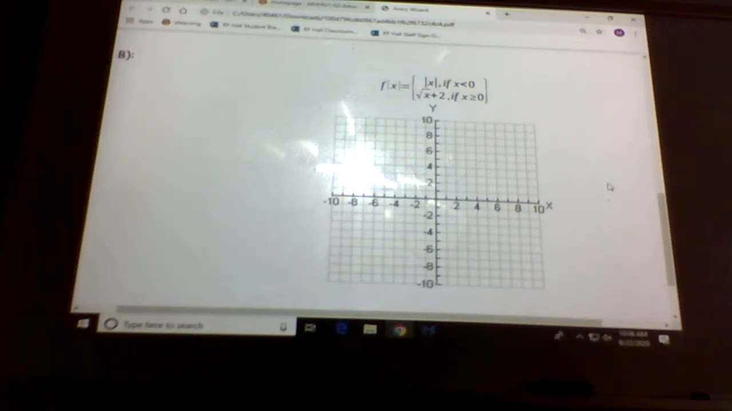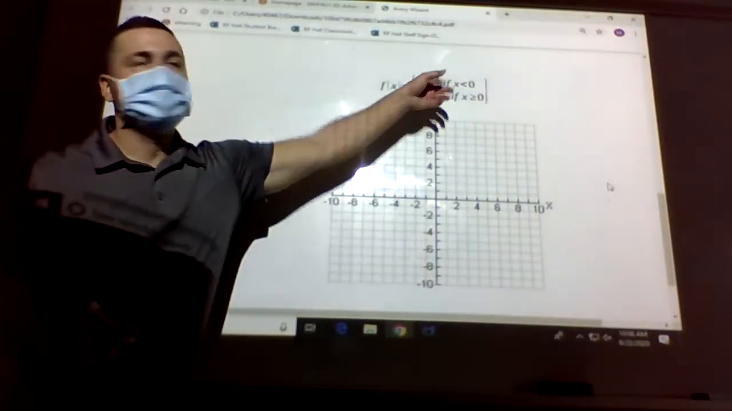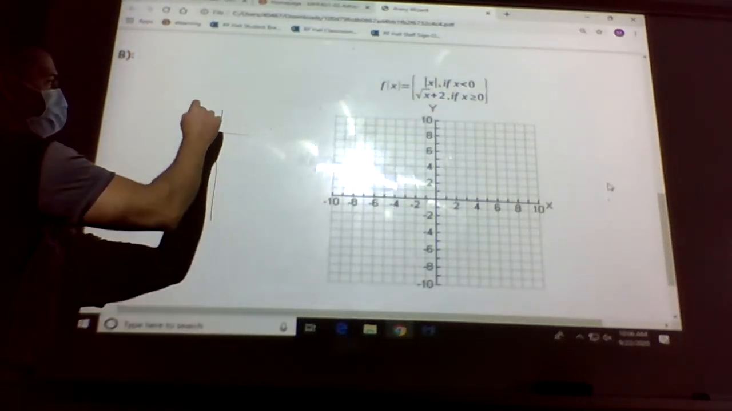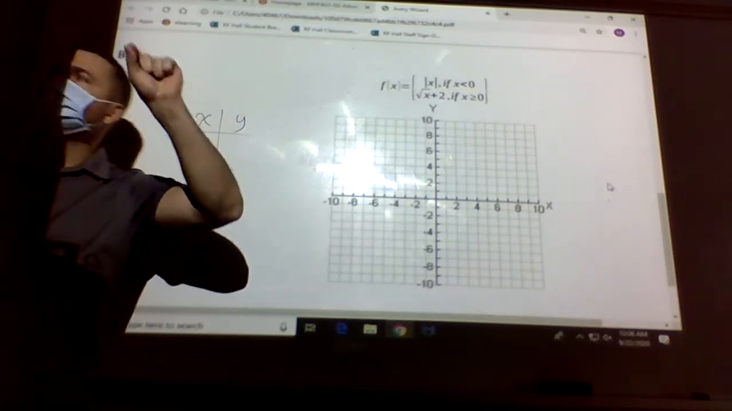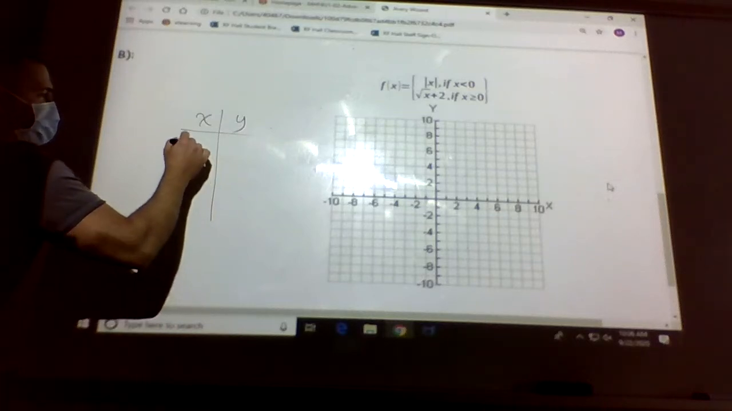Okay, so let's go through the first one. I'll make a table of values, but you probably shouldn't need one for the absolute function. But we're using values that are less than 0. You could actually use 0, but when we use it, we just put an open circle there. So let's go less than 0. I'll count backwards.